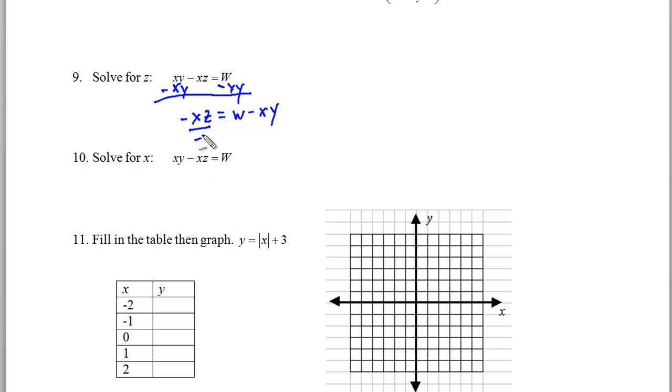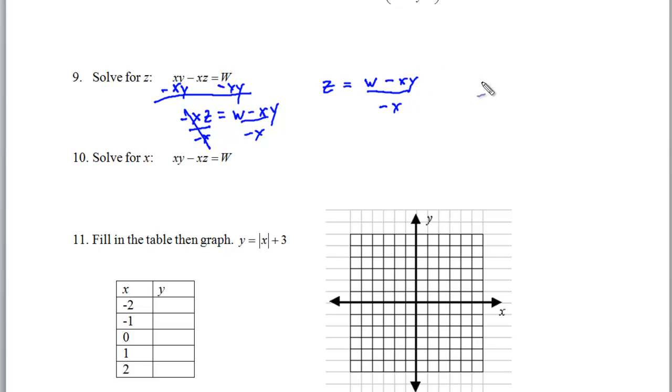We're going to divide both sides by negative x. So now the z is simplified down to itself, 1z, or just the z. That's the best way to write it. And now we have w minus xy divided by x. And that really is a simplified form. You can break this down even further if you want to split this monomial up between these two numbers and then do some simplifications of the x's on one of them. This is as far as you can go.